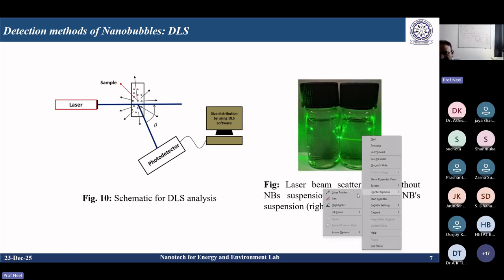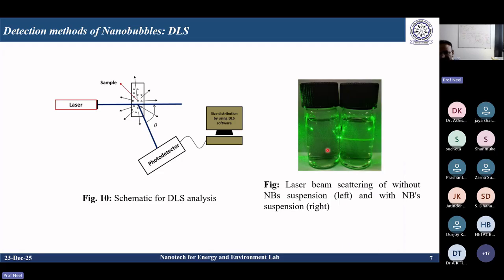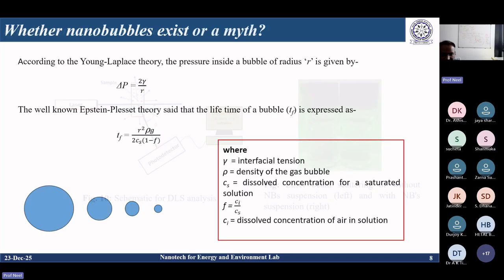So there are two images I'm presenting here. One is without bubble, and the other is with bubble. So one can clearly see there is light scattering happening in the case of nanobubbles, and there is nothing in this case, right? So this is what happens when you pass a laser light through the nanobubble sample and through the sample with no bubbles, right?